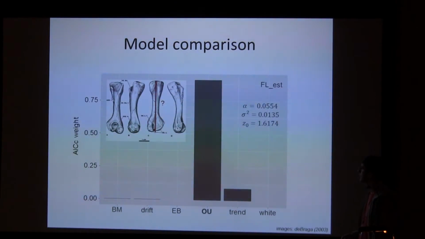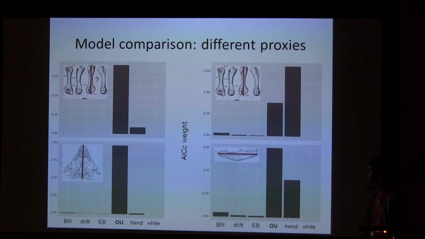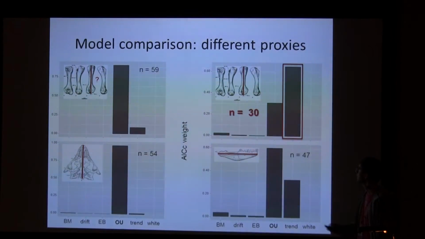So if we have a look at the femur length, including the estimated femur length, we see that the OU model is favored. This is also true if we use other potential proxies for body size, like the mandible length or the skull length. There's one exception: if we have a look at femur length without those estimated femur lengths, then the trend model is favored over the OU model. But I would blame this just on the small sample size. So overall, we could say, well, actually, the OU model is pretty well favored within the data set.